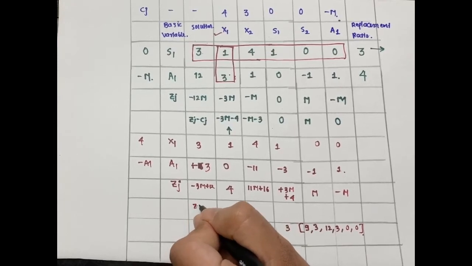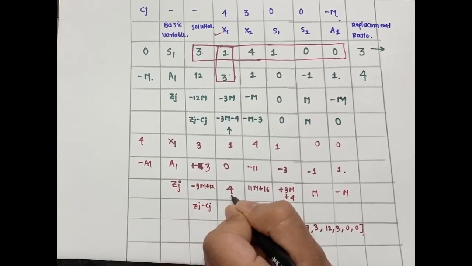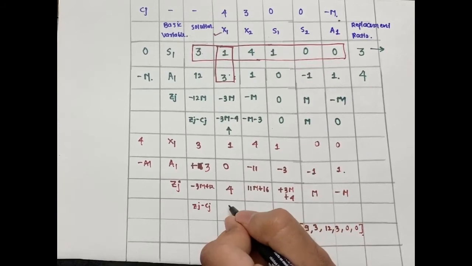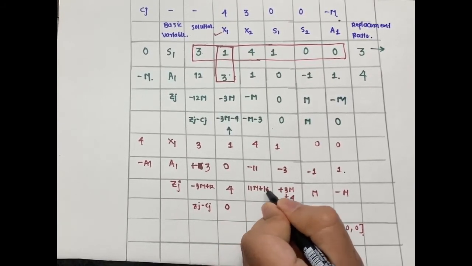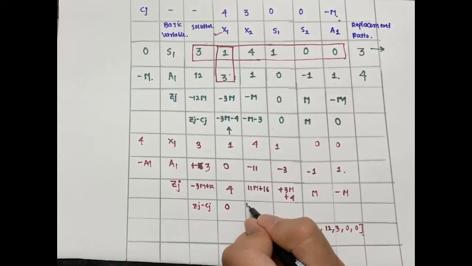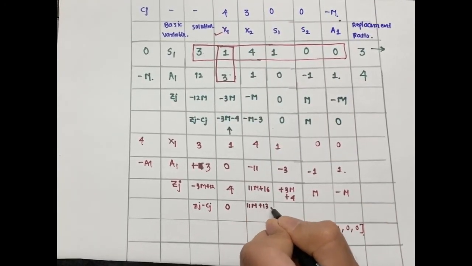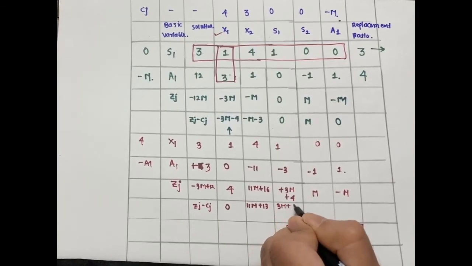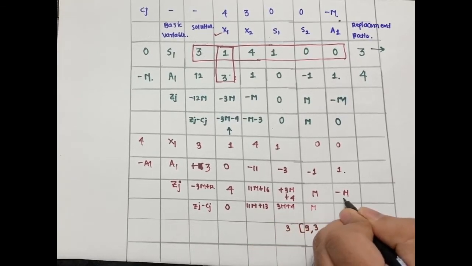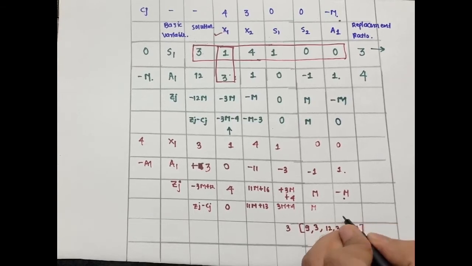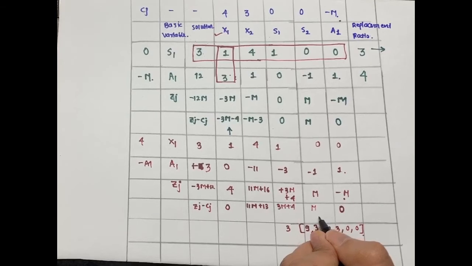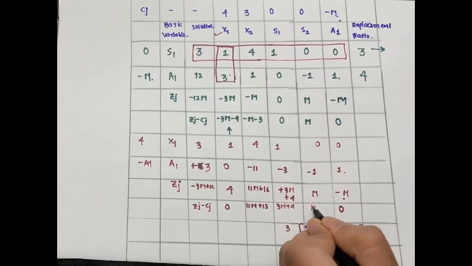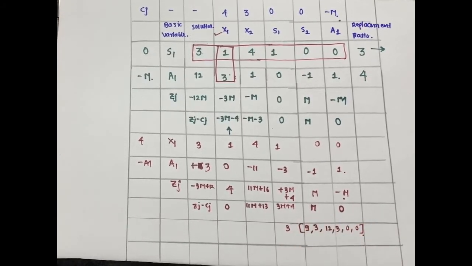And here if I do a Zj minus Cj, it will be 4 minus 4 is 0, 11m plus 16 minus 3, so that will be 11m plus 13. This is 3m plus 4, this is m, and minus m minus minus m, that will be minus m plus m, it is 0. So all these zj minus cj values over here are positive values, as m is a large and positive number.